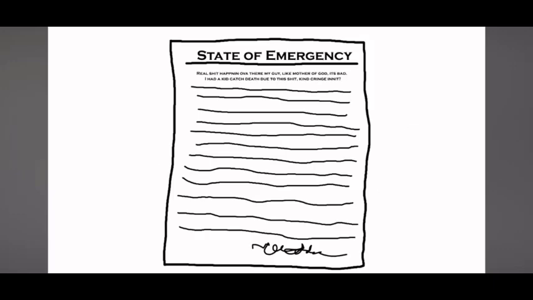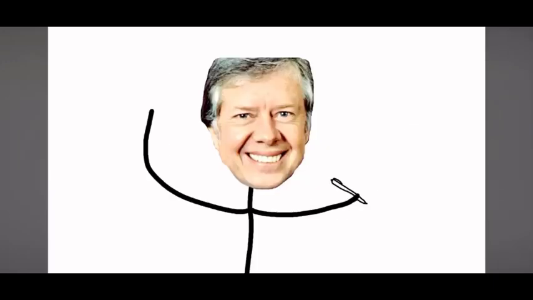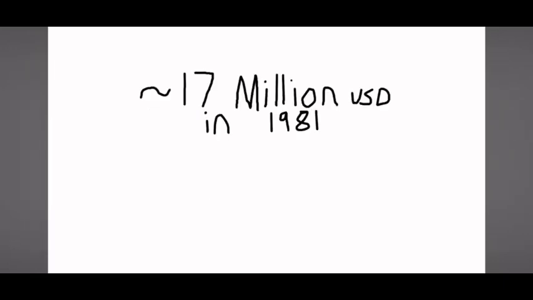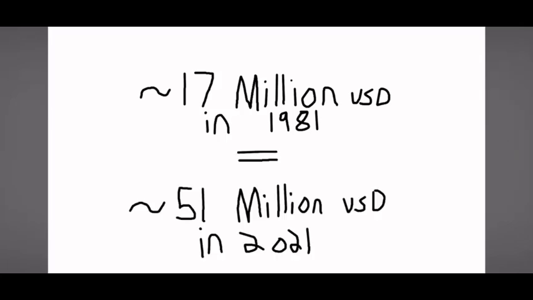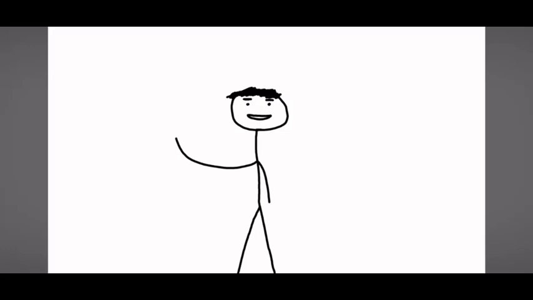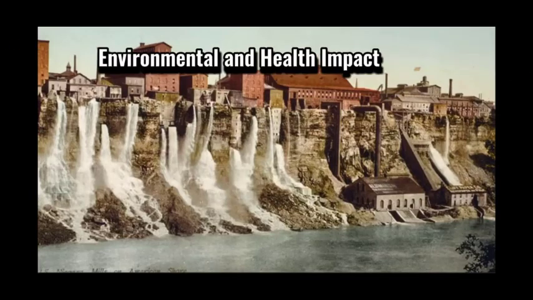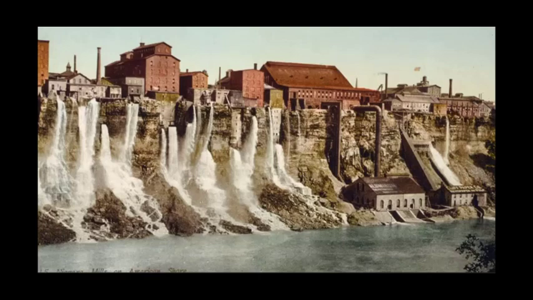In 1978, President Jimmy Carter declared a state of emergency, leading to the relocation of affected families. The cleanup and relocation effort cost around $17 million at the time and $51 million in 2021. The entire situation was a literal and figurative mess, highlighting the consequences of neglecting proper waste disposal. In the 1940s, the Love Canal site in Niagara Falls, New York, was transformed from a serene area into a landfill for toxic waste chemicals. Once seen as a solution to manage waste, it soon evolved into an environmental nightmare.